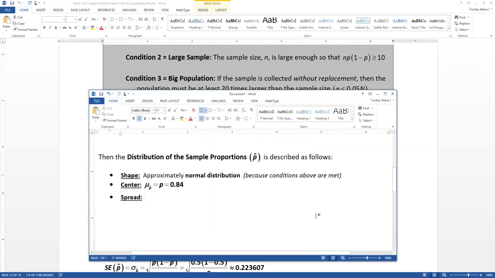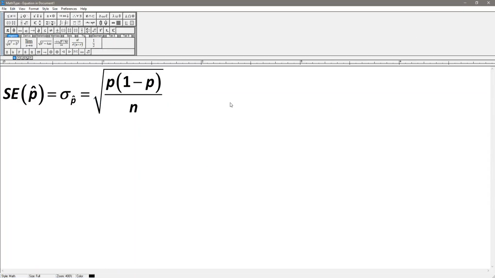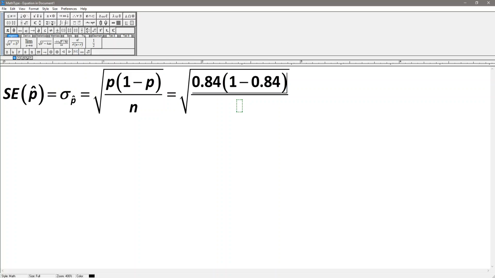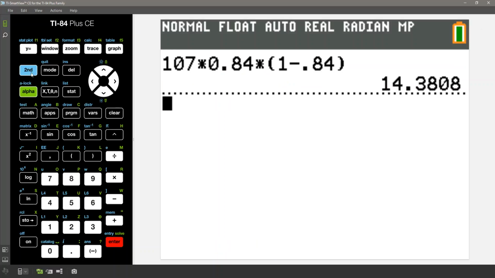Okay, so that would be equal to the big square root. Now p for us was 0.84 times 1 minus 0.84, and we're going to divide all that by n, which in our case was 107. So let me grab a calculator. I want to take a square root, which is second x squared, and then you can tell it to do a fraction right now, or you can just type it. So we want p times 1 minus p, so 0.84 times, actually you don't even need a times, you can just do parentheses, 1 minus 0.84, close your parentheses. Oh, except I need a 4 in there.